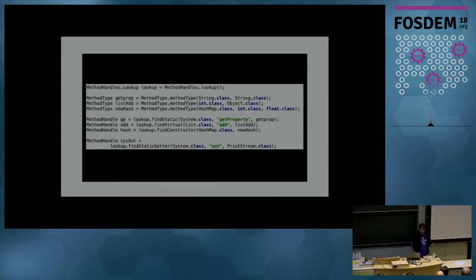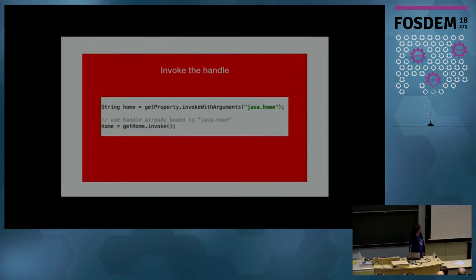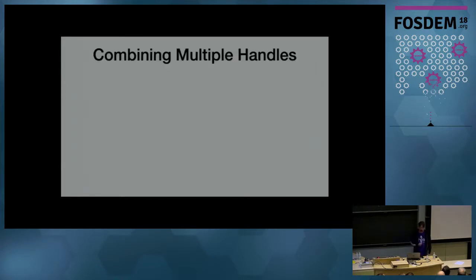And then we can take all of these and combine them together as well. So here we have our get property, our add, our list. Down at the bottom, we can also get our find static getter and pull these together into a tree of handles, essentially. Then finally, once we've got all of our handles together, we can invoke them just like we would with a reflected object. Here we're using the get property, so we get the java.home, and now we can access it this way.